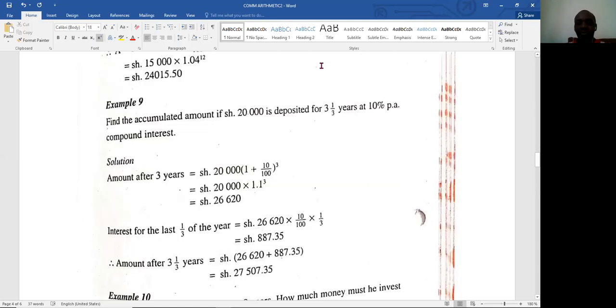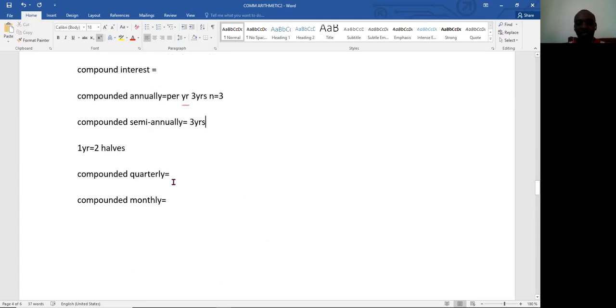Now, let me come to this case. Compounded quarterly. How many quarters do we have in 1 year? It means there are 4. A quarter is a division by 4. Monthly: how many months do we have in 1 year? These are pretty obvious questions.